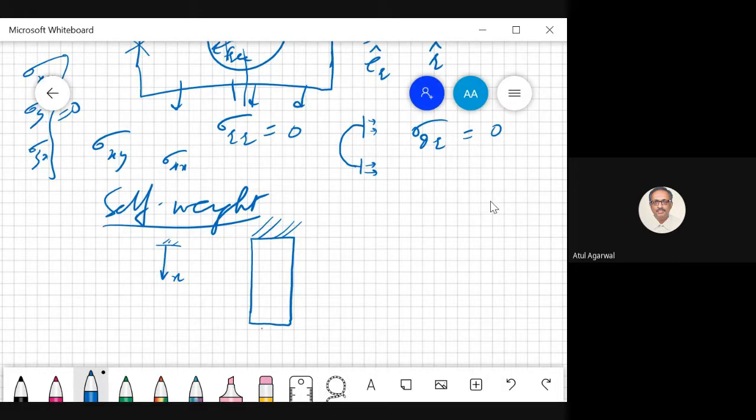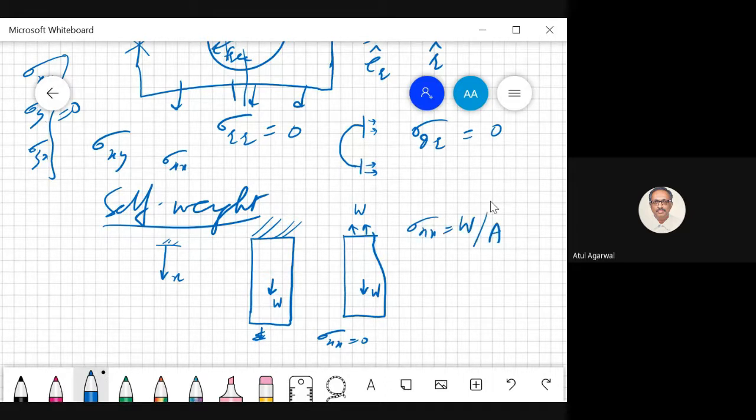What is sigma xx here? On this face, is there any force? Is there any external force on this face? No. So sigma xx on this face is zero. On this face, you expect some external force. You see, weight of the block is W. So there has to be a force resisting this W. So this is another W. So sigma xx at this face is W by A. You see, force is negative, area normal is negative. So stress becomes positive.